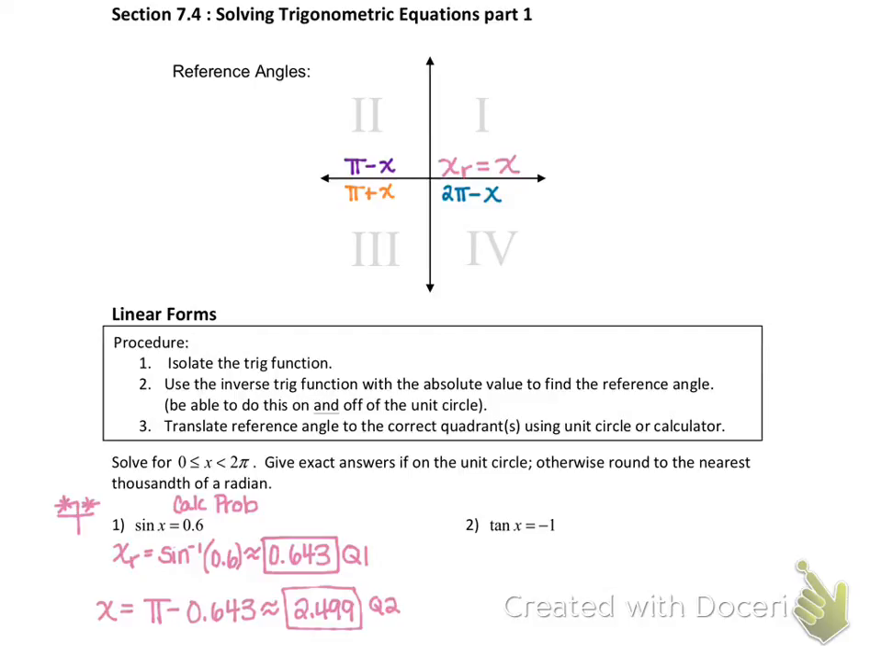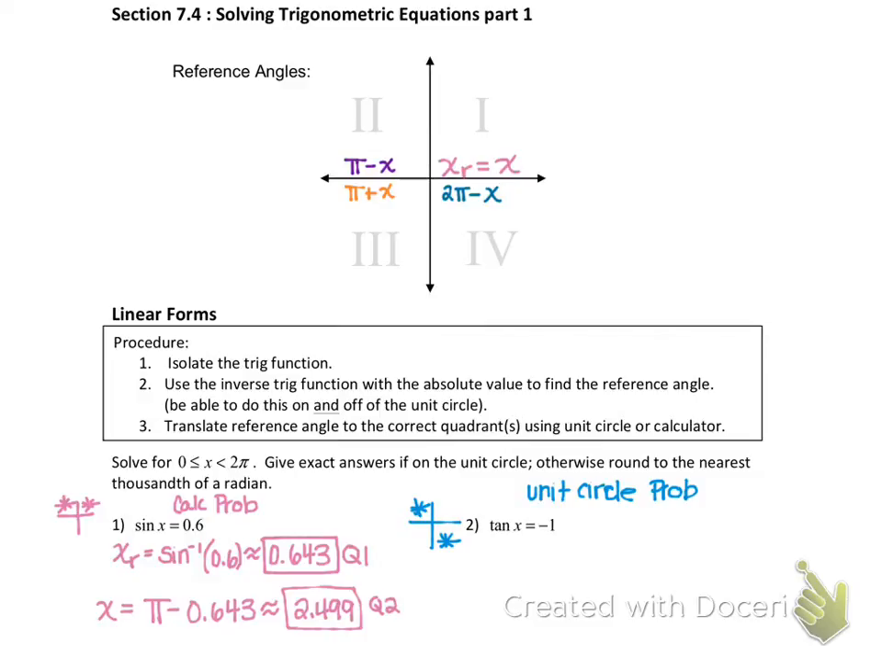Now, for the next one, it says tangent x equals -1. Well, there's an angle on the unit circle where tangent is -1. So this is a unit circle problem. And what that means is that we need to have exact answers. So where is tangent negative? Tangent is negative in quadrants 2 and 4.